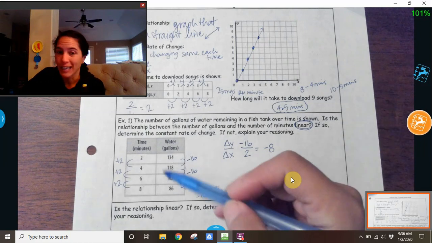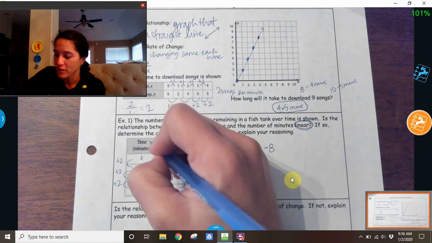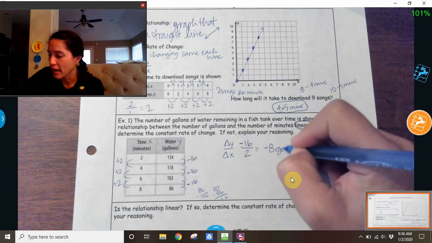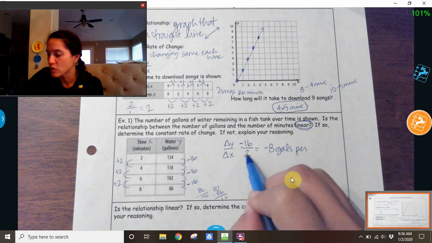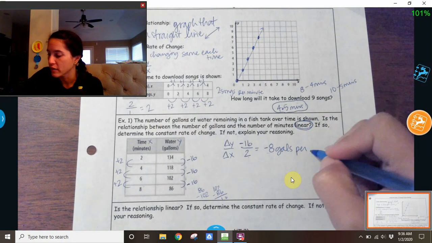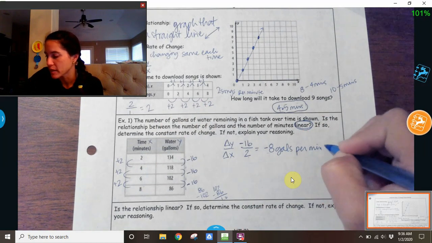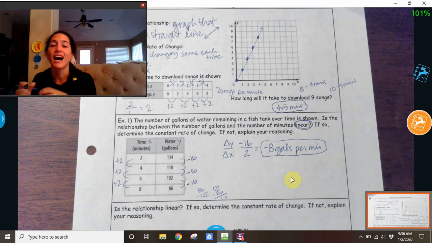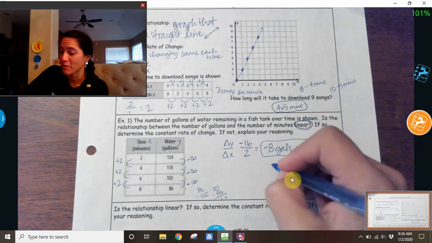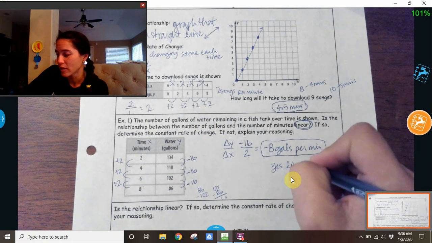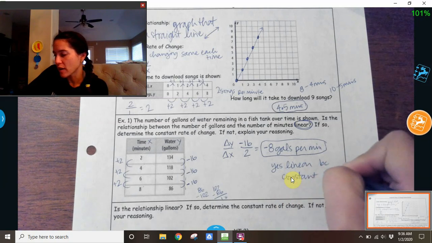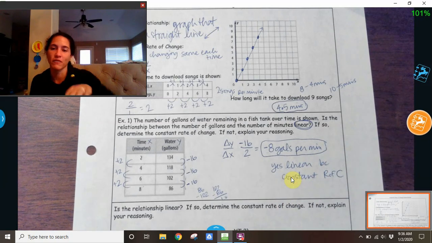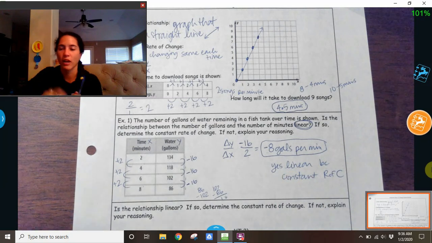So it's negative 8, and again, we start with our y. Okay, this is our x, this is our y. Negative 8 gallons per, so this was 2 over 1, so negative 8 gallons per minute. And that is my constant rate of change. And because it's constant, my answer is yes, it's linear, because constant rate of change. I'm going to abbreviate rate of change, and that's totally fine if you abbreviate rate of change.